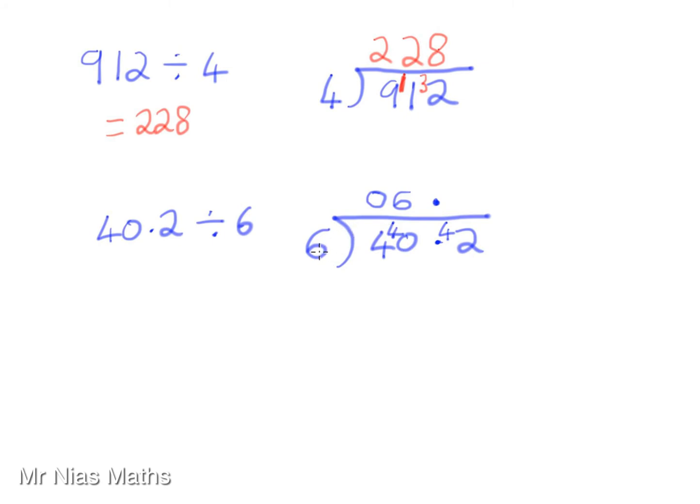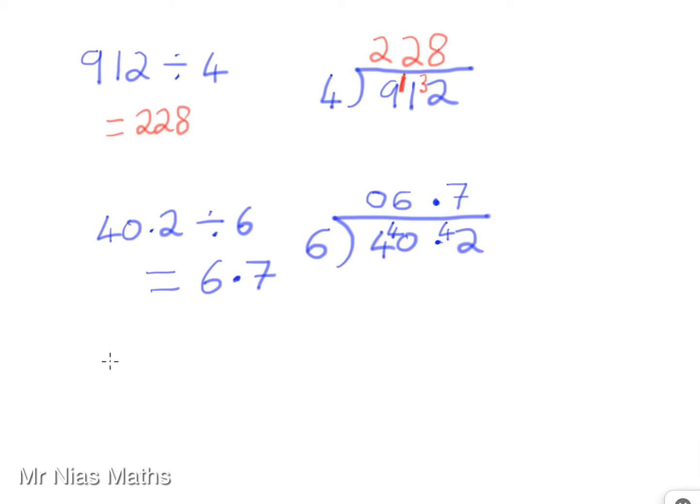So I'm looking at how many 6s I can now fit into 42. Think through my 6 times table. I can fit 7 6s into 42. So my answer, 40.2 divided by 6, the answer is 6.7.